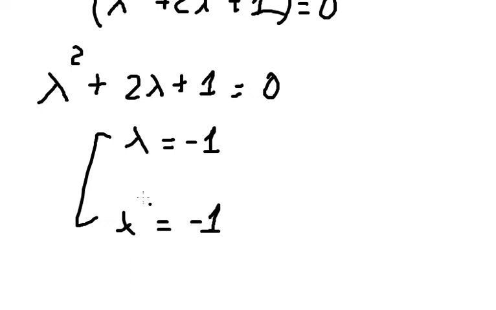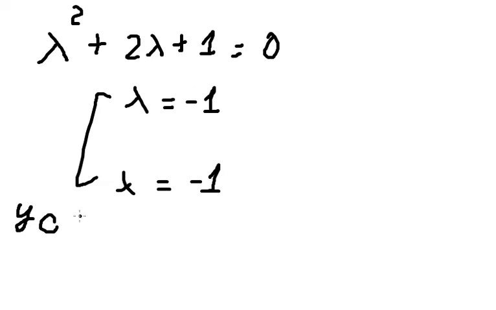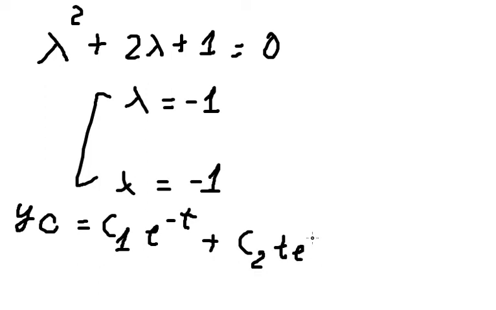So about yc in here, we get c number 1, that's the constant number 1, e to the power of lambda t. Because we have negative number 1, you get negative t. Because we have the same solution, we have c number 2 multiplied by t e to the power of negative t. This is the first solution, the complementary solution in here.